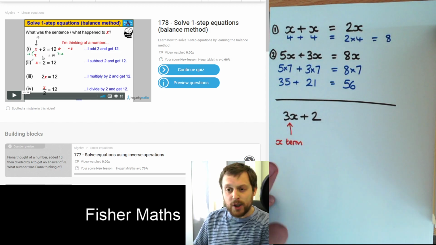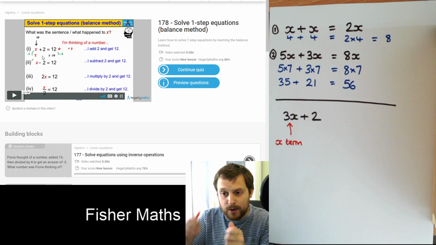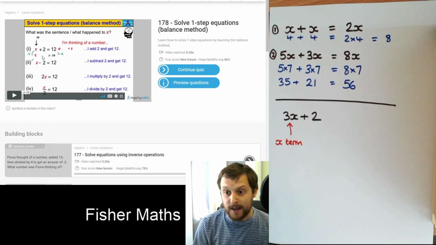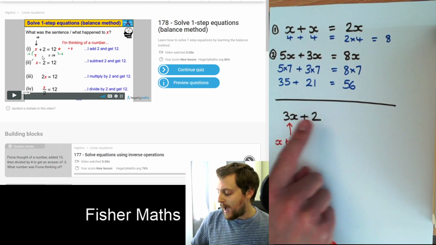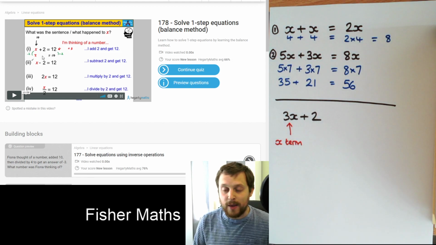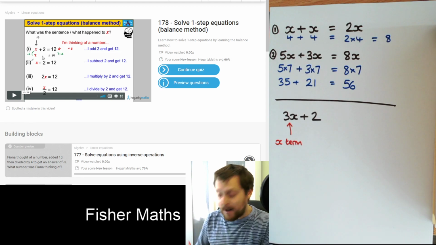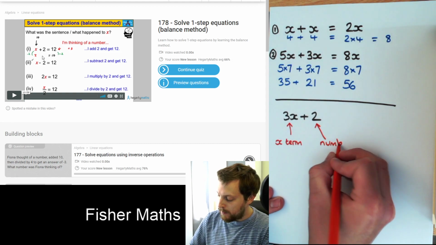And if you remember, terms in an expression are separated by plus symbols and minus symbols. So here I've got two terms. I've got a 3x and I've got a 2 and I've got a plus in the middle. I could have a takeaway in the middle instead. It would be a different expression. I'd be taking away 2 instead of adding 2. So I've got an x term and I've got, when it's a number by itself, a number term.